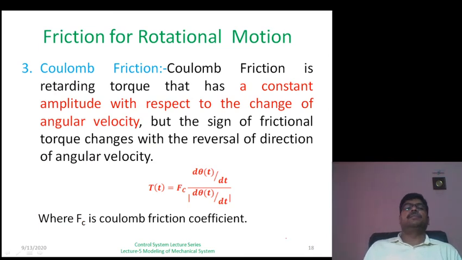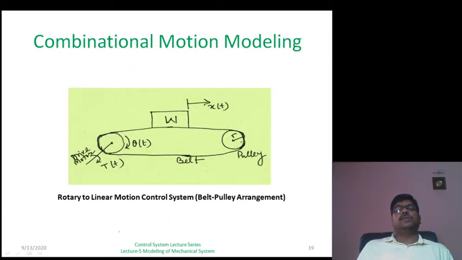Coulomb friction. So it is similar to the translation motion. There it was a retarding force, so in this case it is a retarding torque. It is a constant amplitude with respect to change of the angular velocity. So T(t) will be equal to Fc times d theta(t) upon dt divided by the mod of d theta(t) upon dt, where Fc is the Coulomb friction coefficient.